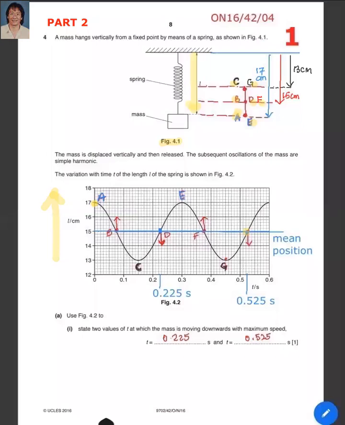So you have to use figure 4.2 to state two values of t at which the mass is moving downward at maximum speed. When you do this question, you must remember that an object undergoing simple harmonic motion is moving the fastest at the mean position. And at the mean position, the acceleration is 0. They always test you on this concept. So the two positions where the object is moving downward at maximum speed are at D and the point after G. So the times will be 0.225 seconds and 0.525 seconds. So this is the answer for part 1.